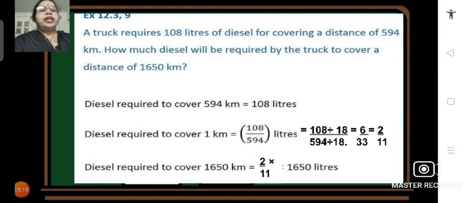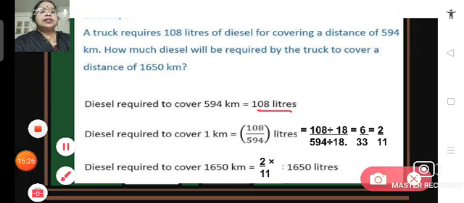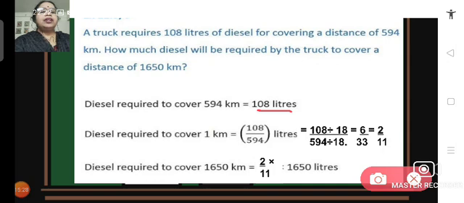So the diesel required to cover 594 kilometers is 108 liters. Okay. So we have to find the diesel required to cover 1 kilometer. It will be 108 divided by 594 liters. So we divide both the numerator and denominator by 18, and what do we get? We get 6 upon 33, which can be reduced to the lowest term as 2 upon 11. If you want to simplify by any other method, you can also do that.